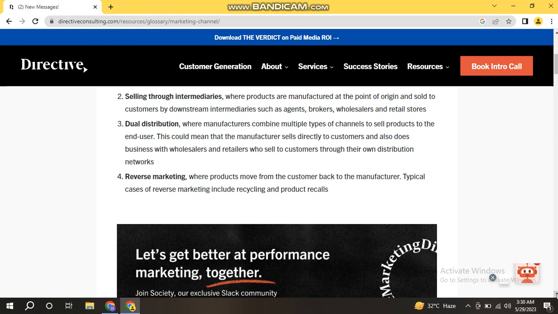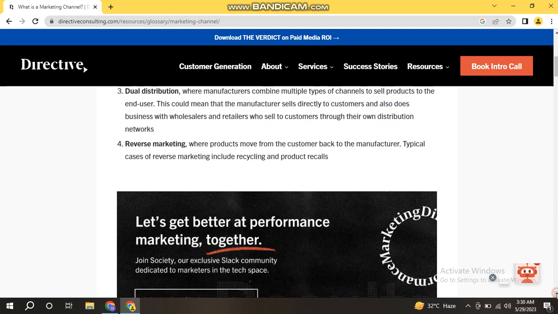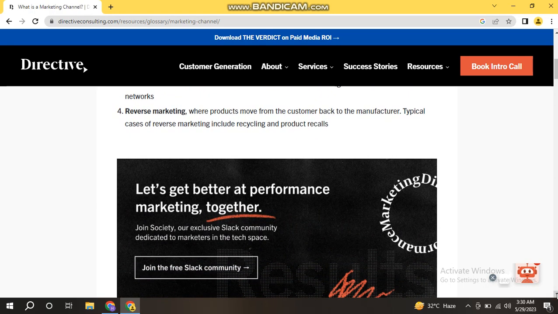Number three, dual distribution, where the manufacturer combines multiple types of channels to sell the product to the end user. This could mean that the manufacturer sells directly to the consumer and also does business with wholesalers and retailers, who sell to customers through their own distribution networks.